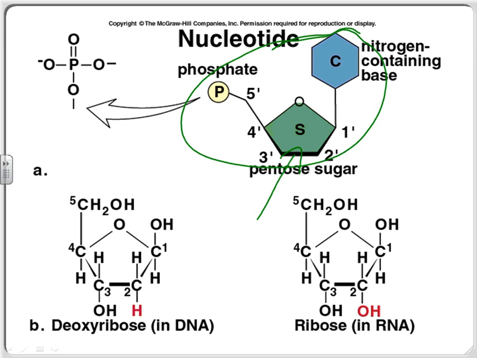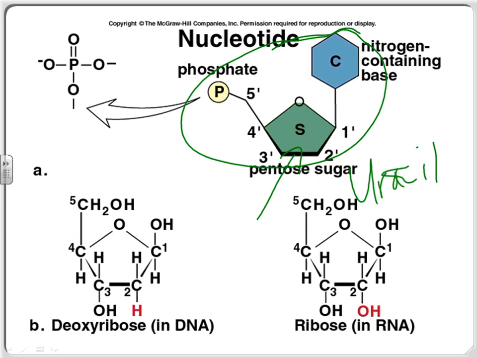Attached to carbon 1 is a nitrogenous base. Other than C, cytosine, what are the other 3 we might find in DNA? Guanine, C and G, and thymine and adenine. And if we're talking about RNA, there's a 5th one. What's the one in RNA that's not in DNA? Uracil.